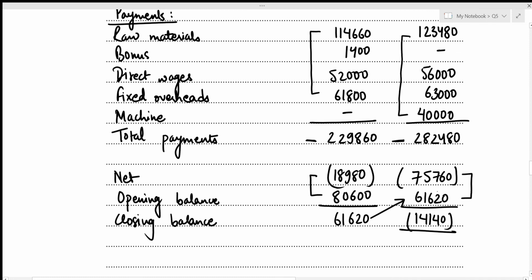Okay, let's have a look at our cash budget. So this ending balance of 14,140 is just the net plus opening balance, and this net is just the total receipts minus payment, right? And we require the change in the receipts value now because we are also providing a cash discount so that the credit customers make a prompt payment. So we will be required to find this receipts amount in order to require the closing balance to be 24,500. So that's just going to be the receipts minus payment of 282,480 plus the opening balance of 61,620.